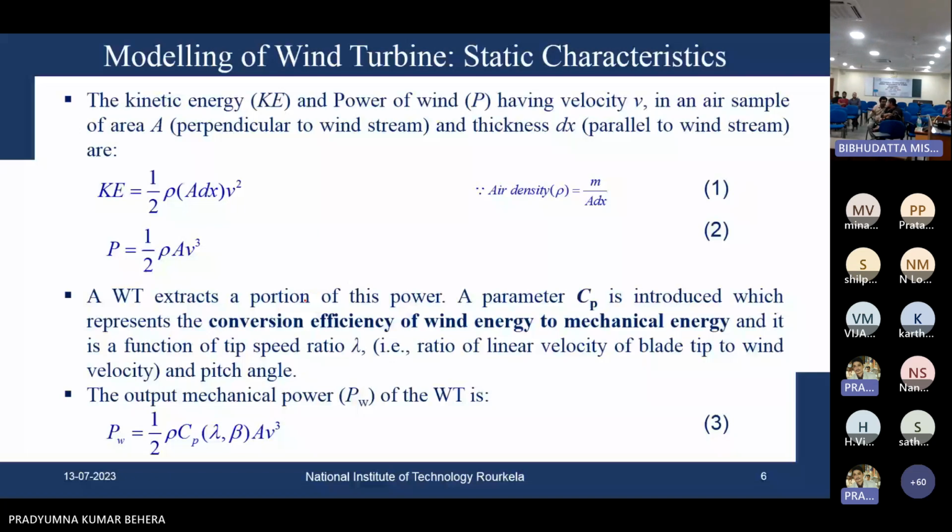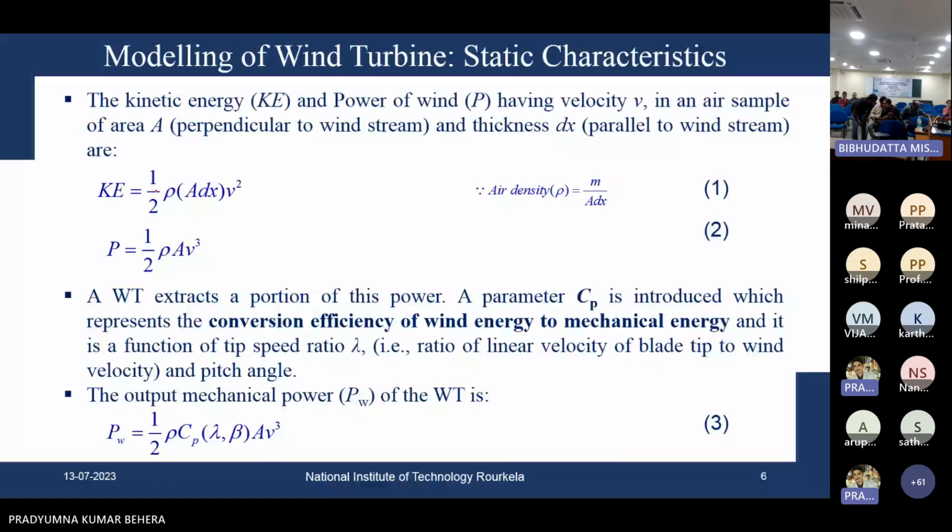Basically, the kinetic energy of wind having a velocity v, for an air sample of area A perpendicular to the wind stream and having a thickness dx parallel to the wind stream, is given by half m v square. The air density is rho equal to mass m upon A dx, where A dx is the volume. From here we can calculate the mass, so we get equation 1. The kinetic energy will be half rho A dx into v square.